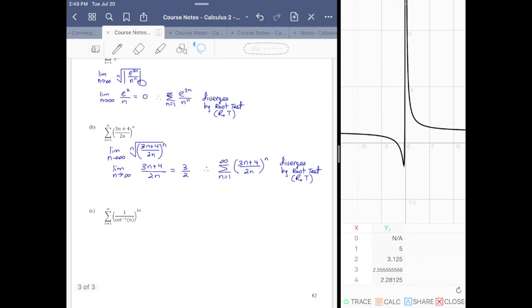The whole thing in C is raised to the nth power. So limit as n approaches infinity. Why on earth did I write that? I don't know. I was going for a radical symbol.